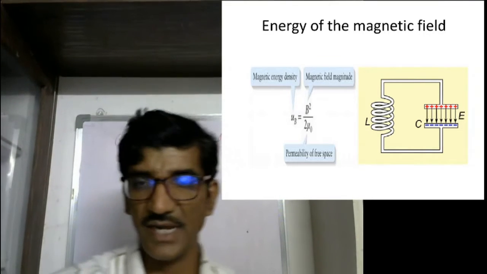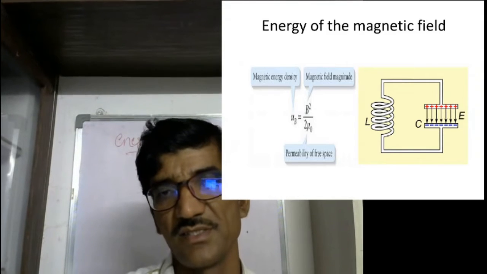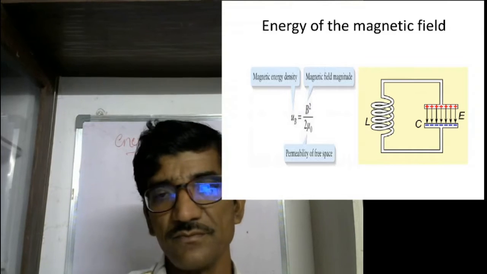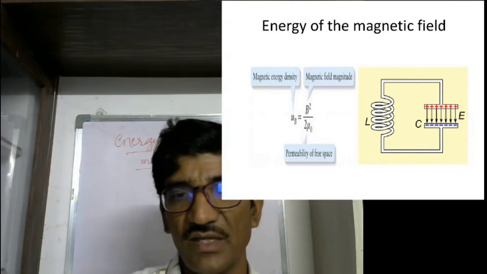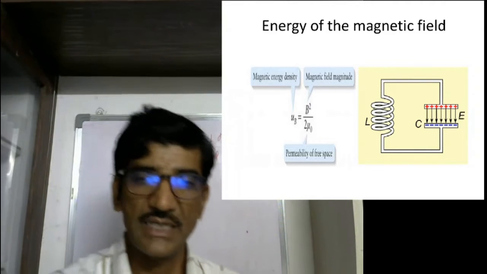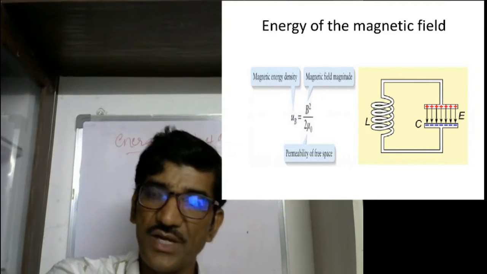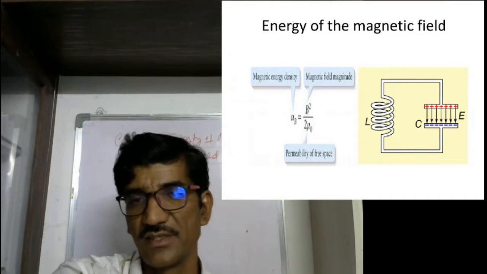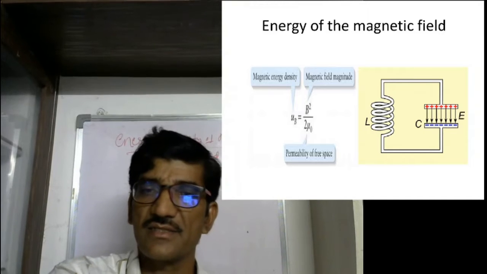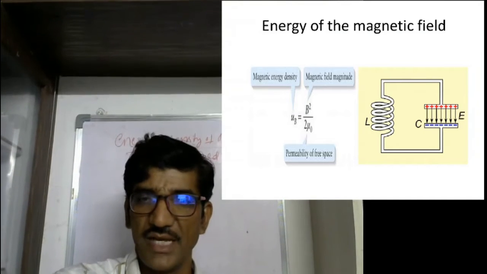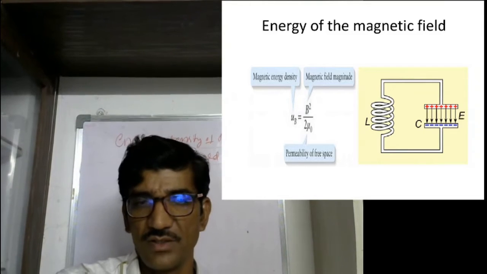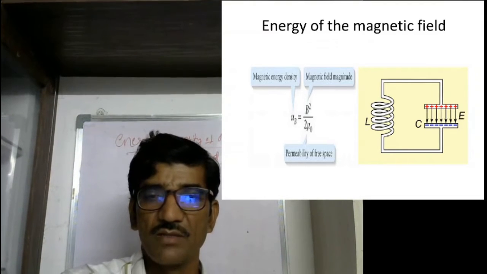In that slide there are two devices, in one of which you can store the electric energy. In the other device you can store the magnetic energy. In all the oscillatory circuits you have these two devices: one is the capacitor, the other is the inductor. Inductor is nothing but a coil, right? In this coil we store the magnetic energy.